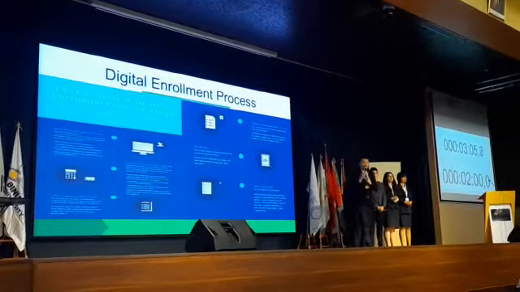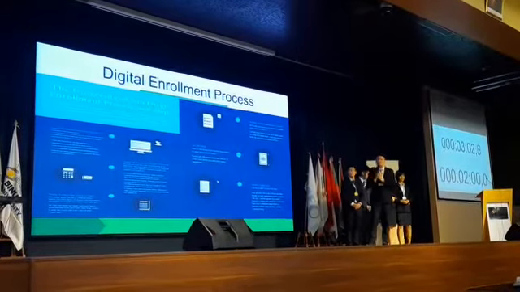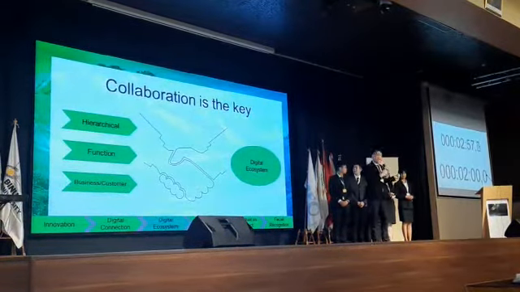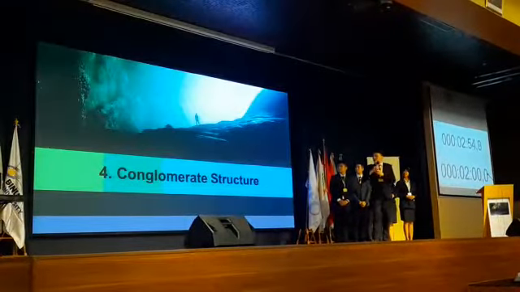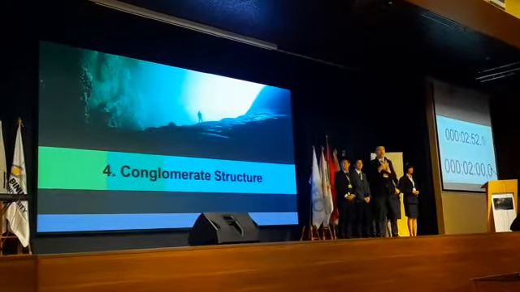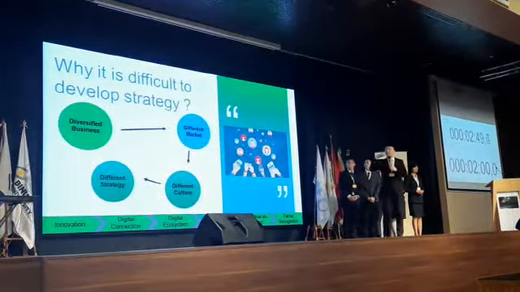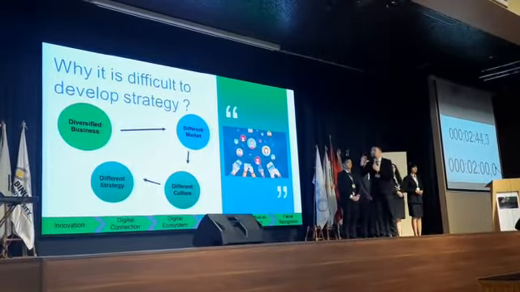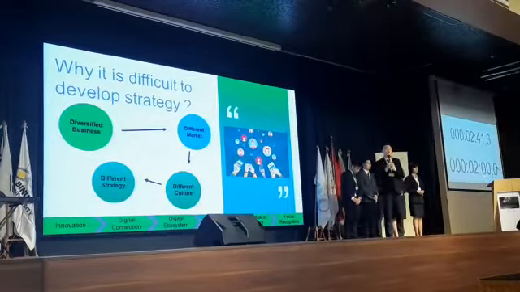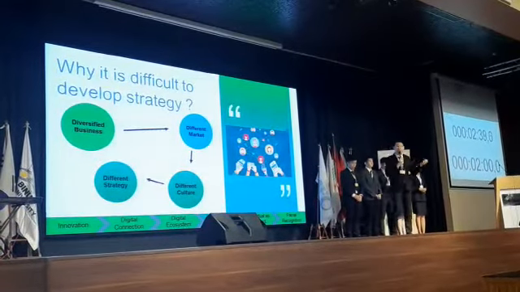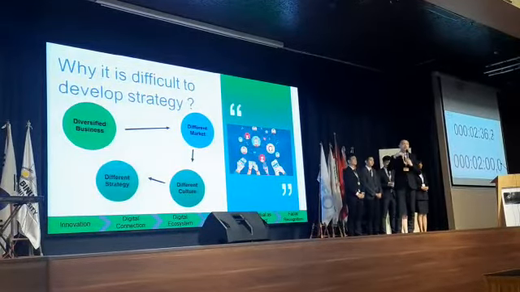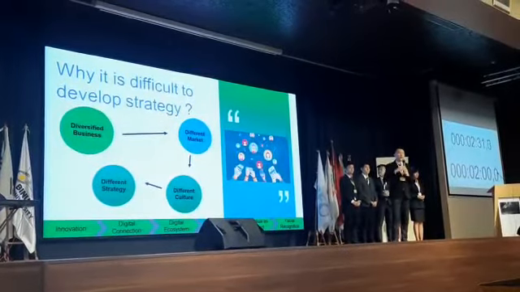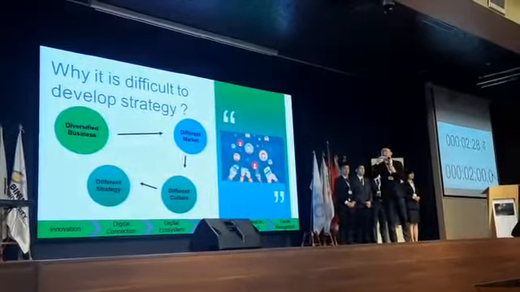Okay, thank you. Now I will explain why conglomerate structure is difficult to develop a strategy. Why is it difficult? Because they operate diversified businesses, a number of unrelated businesses. They have different markets, different customers, and different cultures, so they have different ways to interact with their customers. So it may require different strategies, and developing only one strategy will not guarantee it could fit every business that the company has.